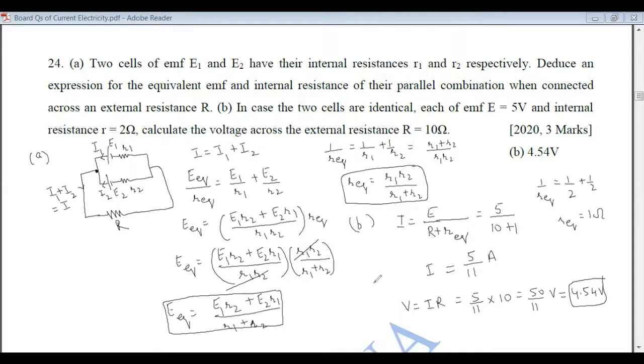So this part we have completed. Now in the next part, we'll discuss the CBSE board questions based on potentiometer experiment and meter bridge experiment, whereas in the third exercise, we'll discuss the heating effects of electric current and the questions based on it.